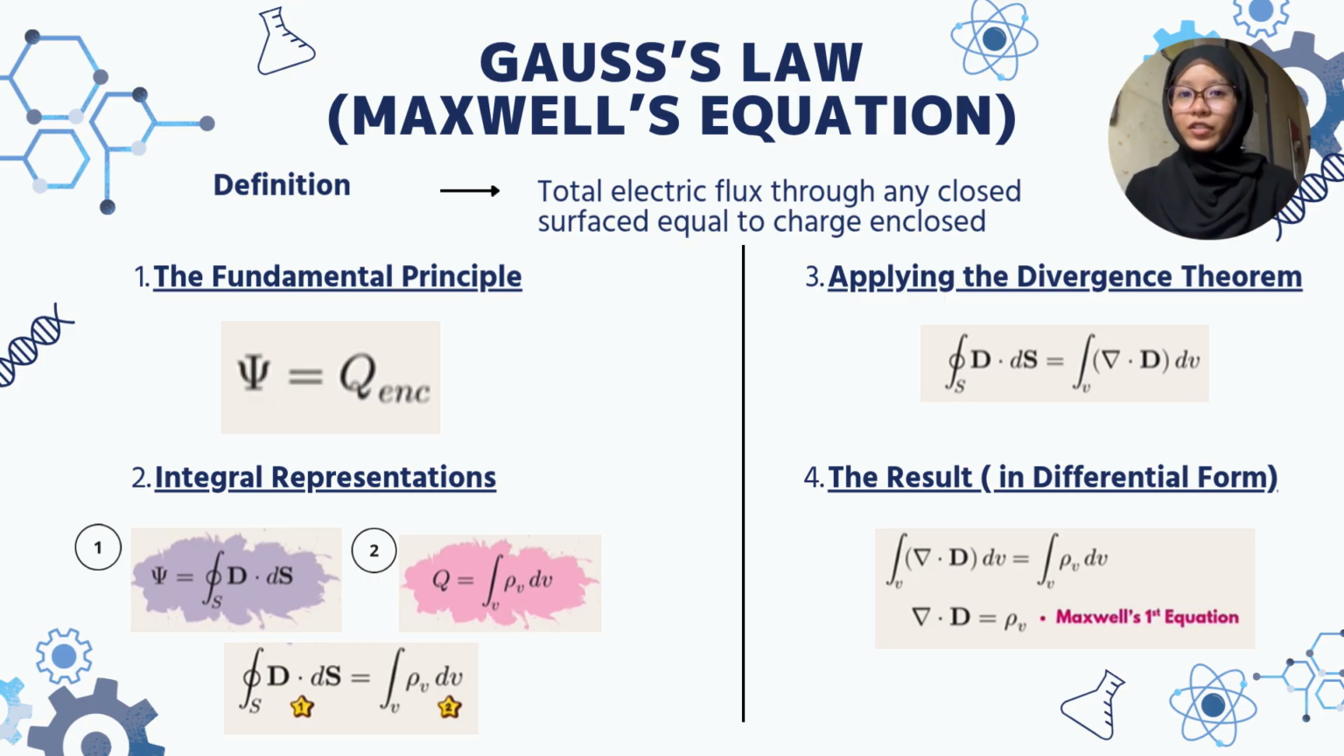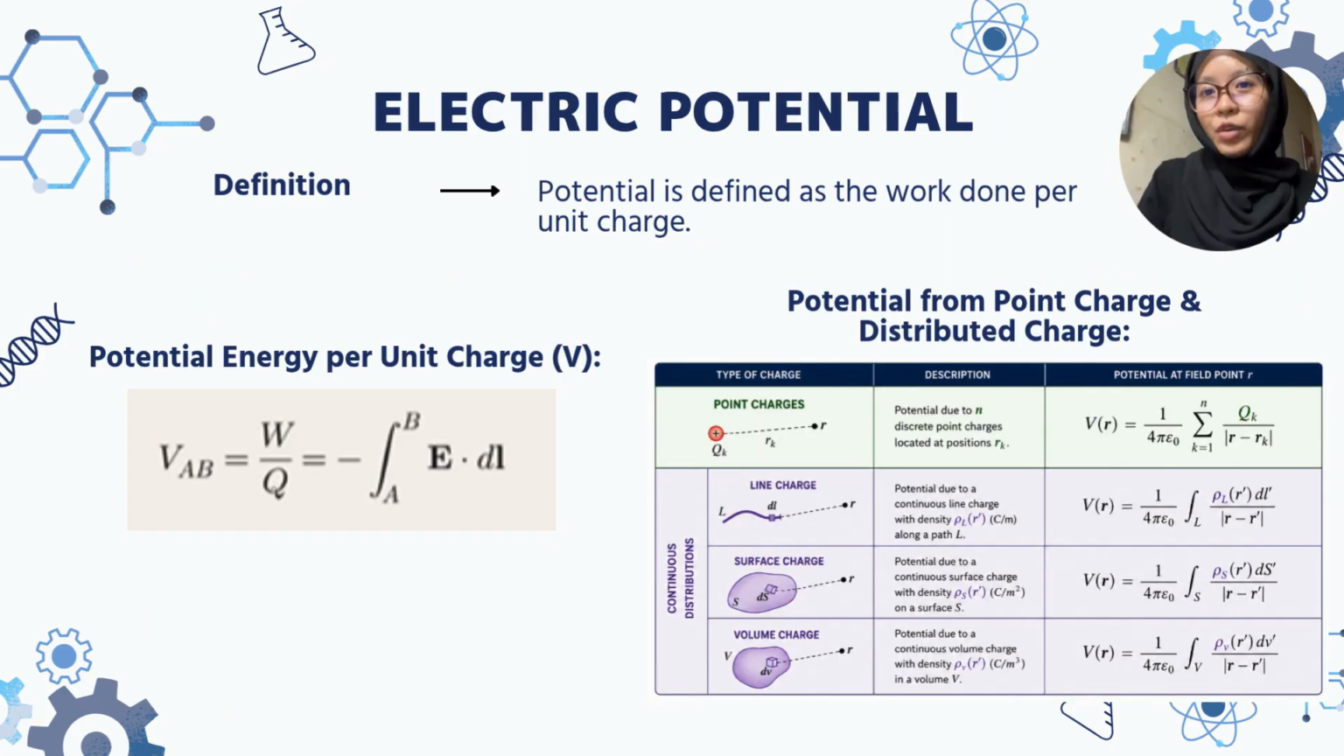By applying the divergence theorem to convert the surface integral to a volume integral, we arrive at the differential form, del dot vector D equals ρV, which is Maxwell's first equation. Finally, we have electric potential V, which represents the work done per unit charge against the electric field. The potential at the field point can be calculated for discrete point charges or integrated over continuous line, surface, and volume charge distributions as detailed in the equations.